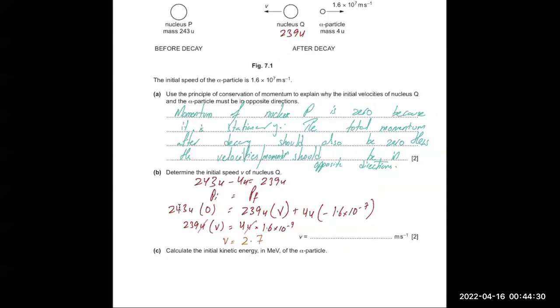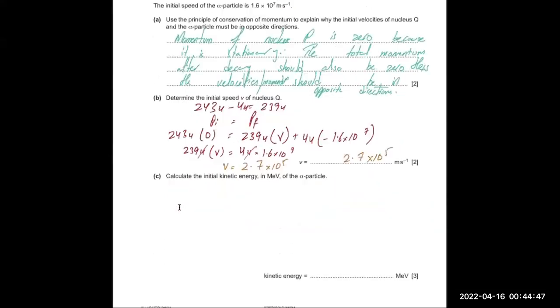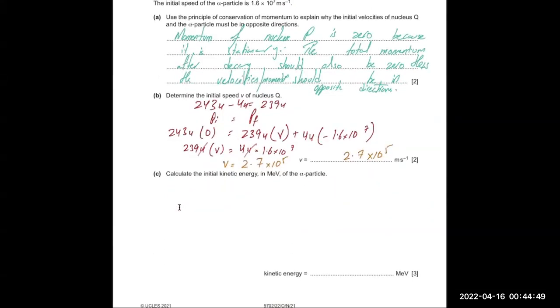Sorry, this is 1.6 into 10 raised to the power 7 and not minus 7. This here was 7. This here is also 7. 2.7 into 10 raised to the power 5 meters per second. That's the speed V of nucleus Q. Calculate the initial kinetic energy in mega electron volts of the alpha particle.